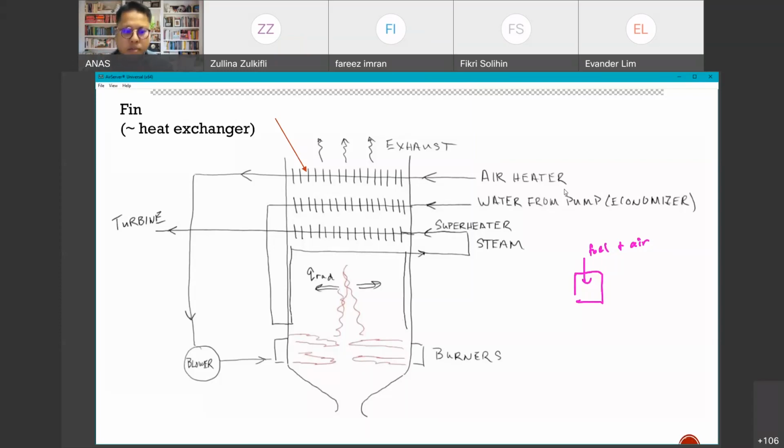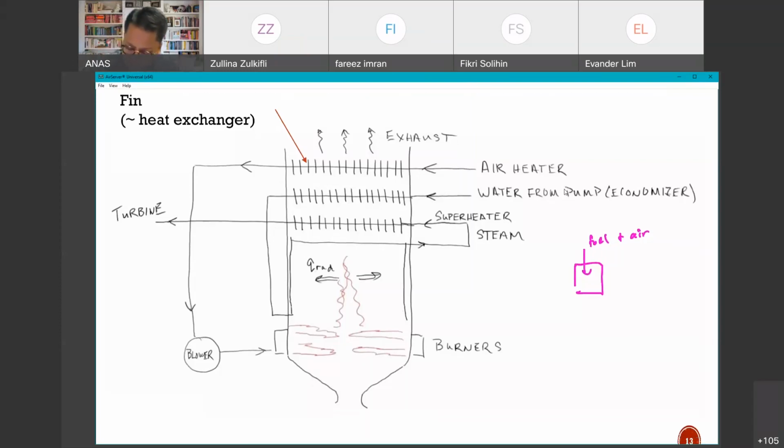So for example, here we have air. Air goes into this channel or piping, and along this pipe we have this fin. If you remember, a fin acts as a heat exchanger. The purpose of the fin is to increase the surface area of any component where we want to increase the heat transfer.